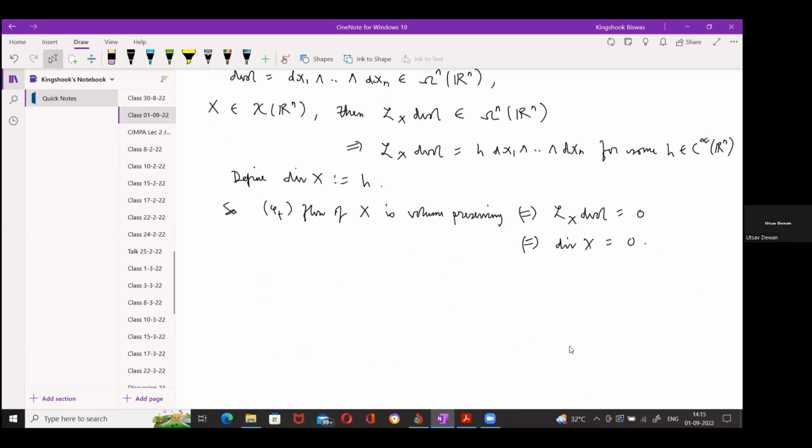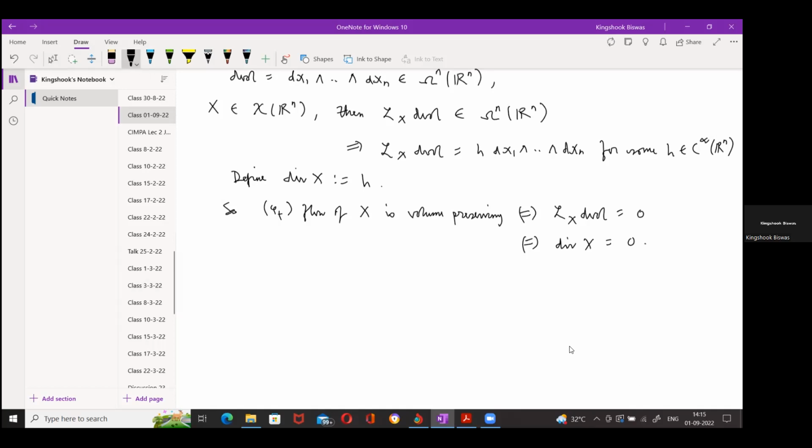So the divergence measures how far the flow of a vector field is from being volume preserving. Okay. So we'll see the divergence again defined for a Riemannian manifold later in the course. But in R^n, it's easy to define this way. Okay.